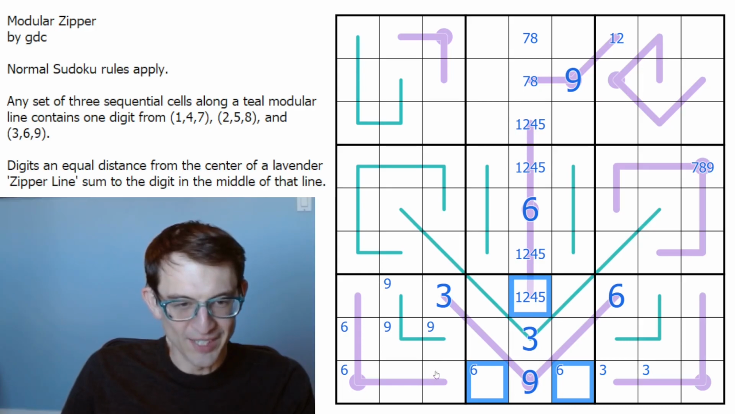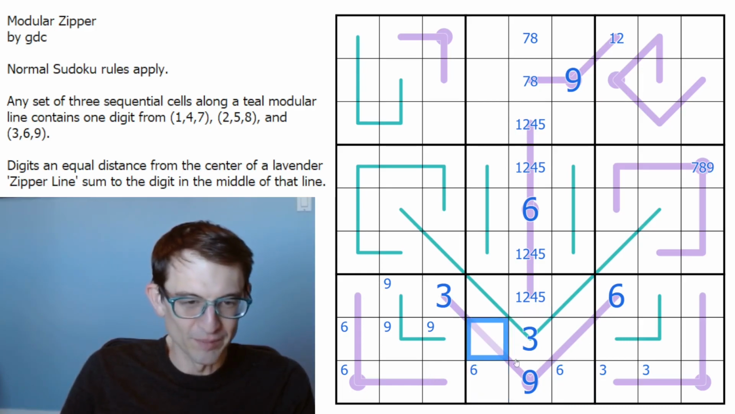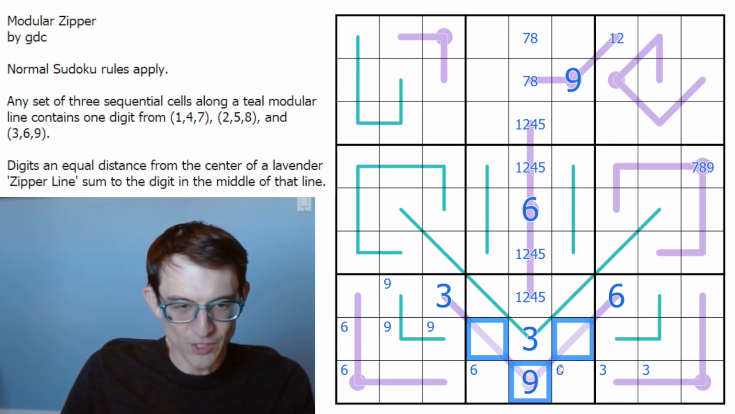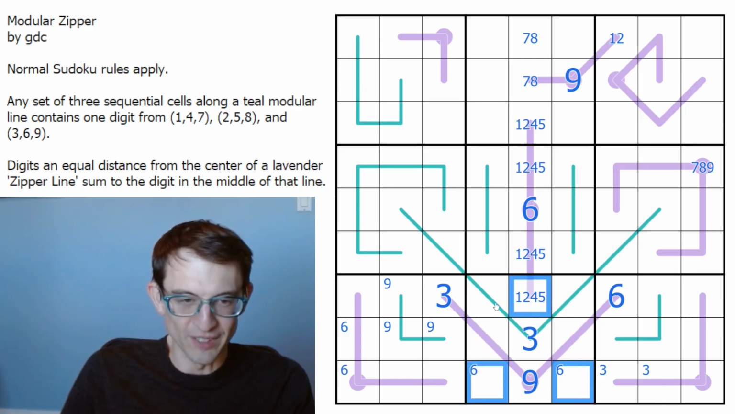So I'll try to keep that. Maybe I'll just draw. Well, no, I don't want to break the print tool out. So this is a modular group. This is a modular group. Or sorry, these are all different modular groups. These are all different.